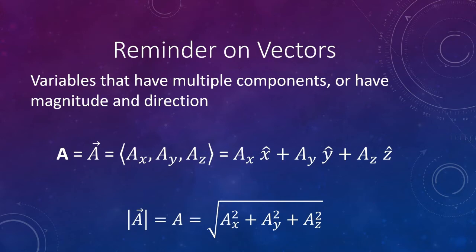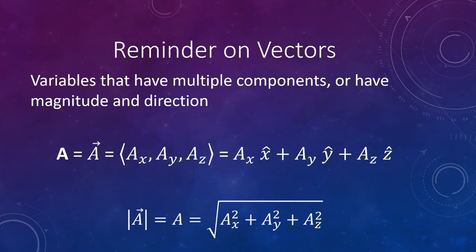Vectors are variables that have multiple components, or you'll see them described as having magnitude and direction. And you'll see vectors written with the variable either in boldface type or with an arrow on top. And your vectors have multiple components, and you'll see the components noted with a subscript. So a subscript x means the x component of a, a subscript y means the y component of a, and a subscript z means the z component of a.